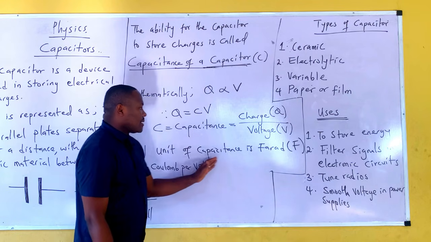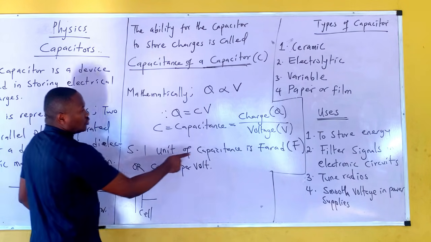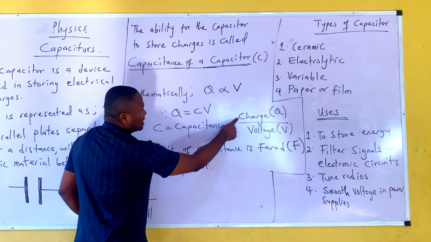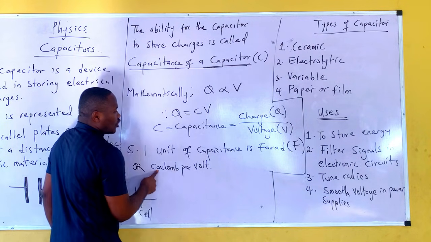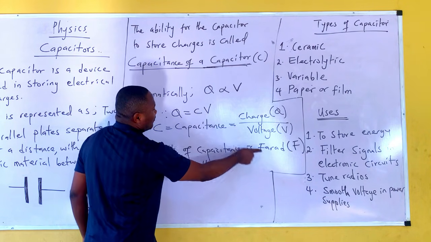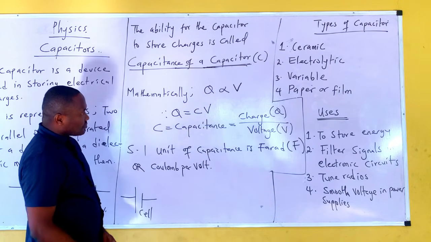The SI unit for capacitance is farad, and if I don't want to use farad, this is charge, this is voltage. Charge is coulombs, so coulombs per volt. So farad can also be called coulombs per volt.